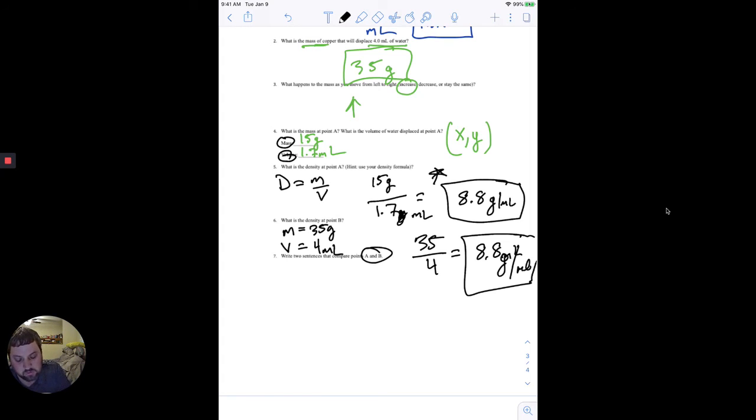So how can we compare these two? Well, we can see that they're the same. The density has not changed. We can add a whole bunch of information here, and this is kind of open-ended.